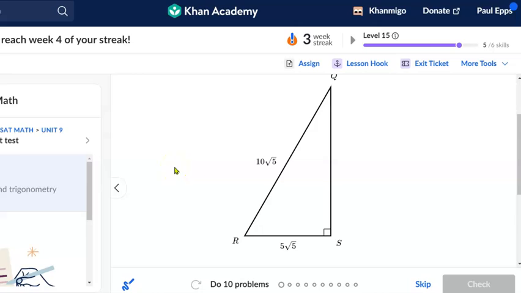This is a practice test for digital SAT math. The topic is geometry and trigonometry, and this is a medium level test. We got 10 problems, so let's take a look.